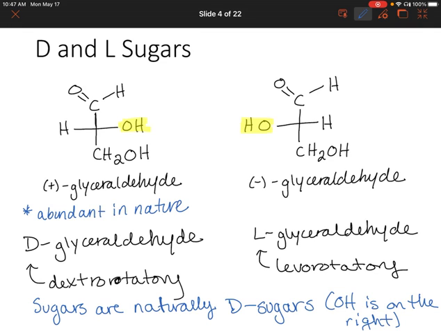Now remember when we talked about enantiomers, the dextrorotatory and levorotatory directions of light didn't always correspond with the plus or the minus rotation. So not all D sugars rotate light in the same way, but we just refer to any sugar that has OH on the right-hand side as a D sugar, even if it rotates light in a different direction. So just focus on that OH group and whether it's on the right or on the left.